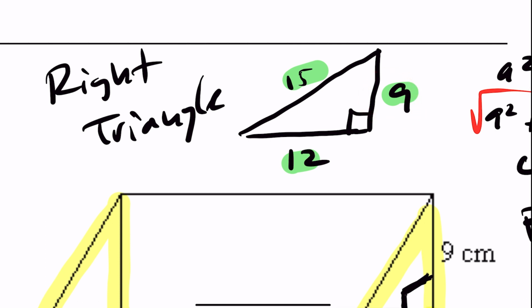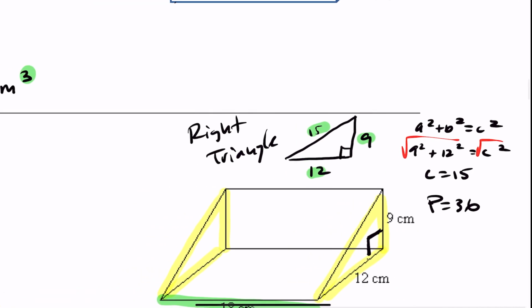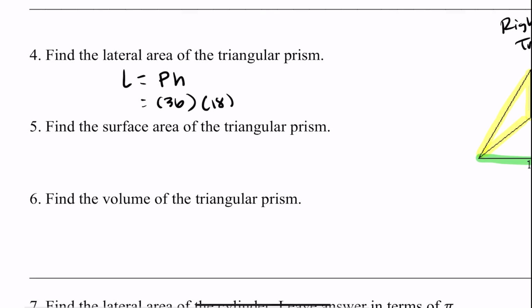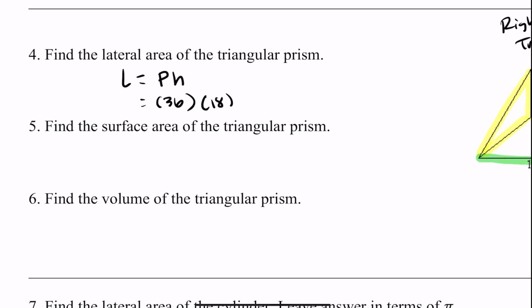Okay? So when you see we're dealing with area, sometime soon, or actually we're going to do that right now. Let me go ahead and just do 36 times 18. 36 times 18 is 648 square centimeters, okay? And then find the surface area of the lateral prism. So surface area is equal to the perimeter of the base multiplied by the height of the prism plus 2 times the area of the base. So we already figured out what the perimeter times the height is. It's 648 plus 2 times the area of the base.